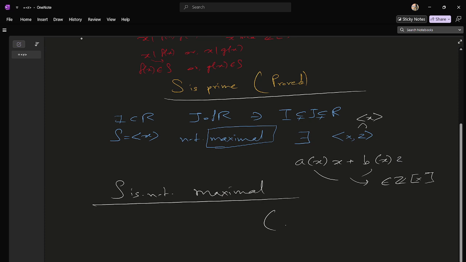So the final conclusion is: the ideal S equals <x> is a prime ideal in Z[x], because the product of two polynomials being in S implies that at least one of the polynomials is in S. And for the second conclusion, the ideal S is not a maximal ideal in Z[x], because there exist proper ideals strictly containing S. That's the point to be noted: an ideal strictly containing S, that is this one.